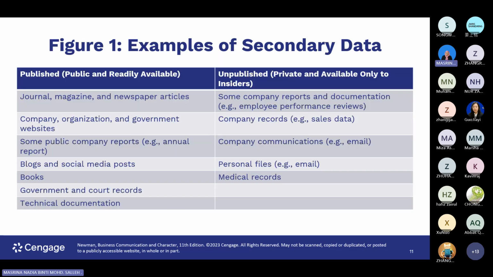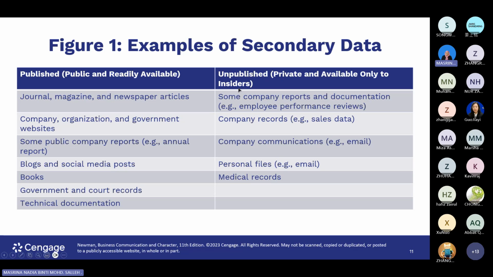So these are examples of secondary data. You can either get it from published or unpublished sources. When you do your group assignment, make sure you can access all this, what we call secondary data. Try to access it from reliable, public and readily available articles. Unpublished ones are quite impossible, because they're only available to insiders.